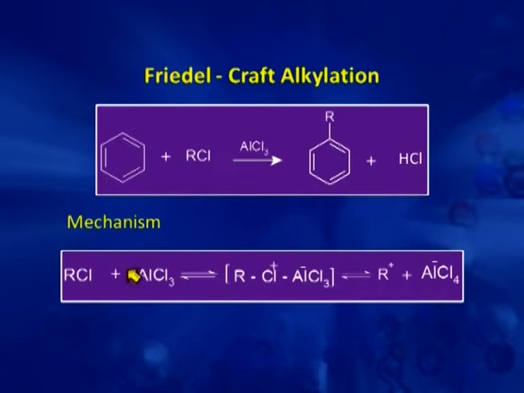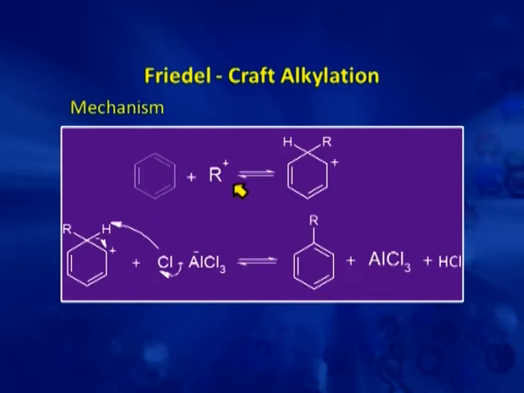And how is this produced? This alkyl halide reacts with this aluminum chloride and forms this intermediate charge complex and the carbon Cl bond becomes polar in nature, and this gets broken and gives the free carbocation and a base AlCl4 minus. Now, this carbocation is an electrophile, an electron deficient species, and it is attacked by this benzene ring, and again there is a formation of an intermediate carbocation, and this is a slow step.